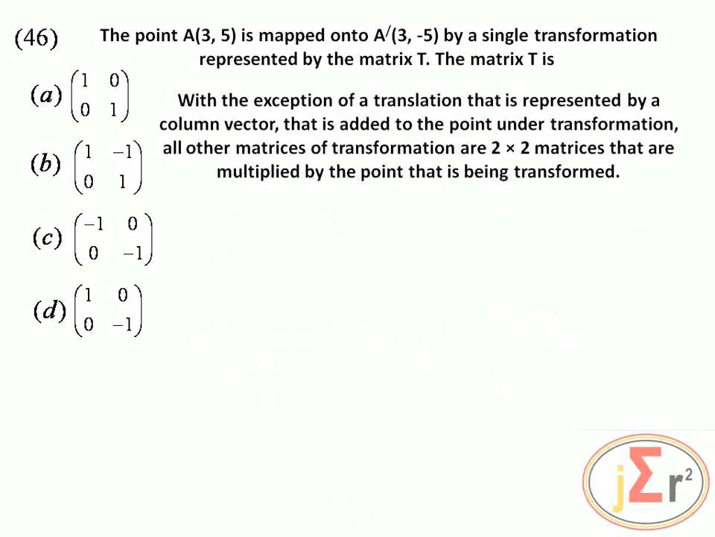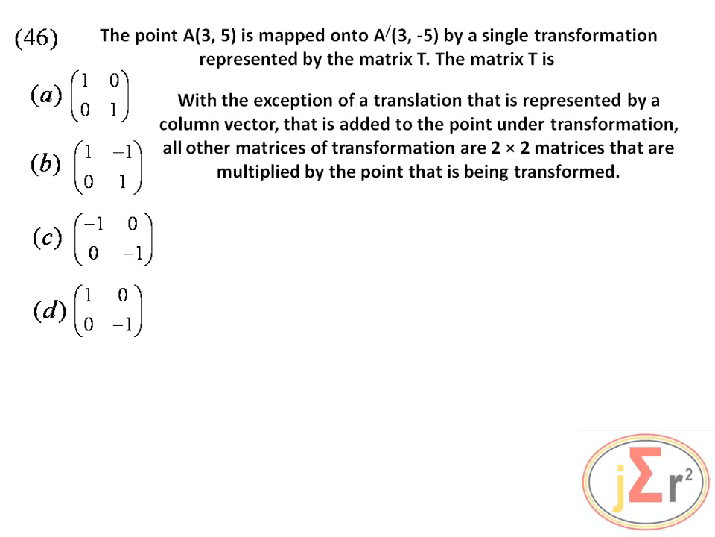With the exception of a translation that is represented by a column vector that is added to the point under transformation, all other matrices of transformation are 2 by 2 matrices that are multiplied by the point that is being transformed. So apart from translation, which is a column matrix that will be added to the point, every other matrix of transformation will be a 2 by 2 matrix that we will multiply by the point that is being transformed.